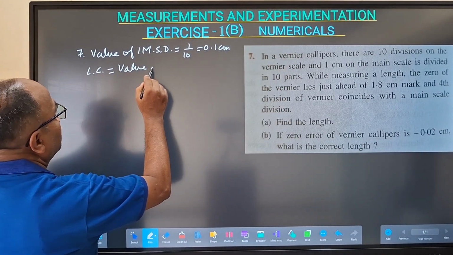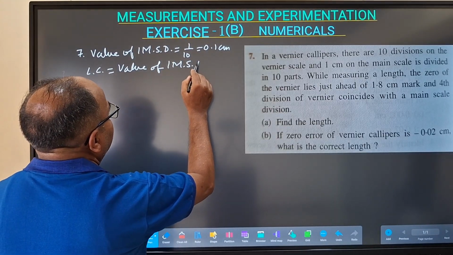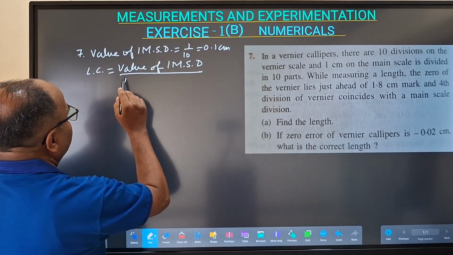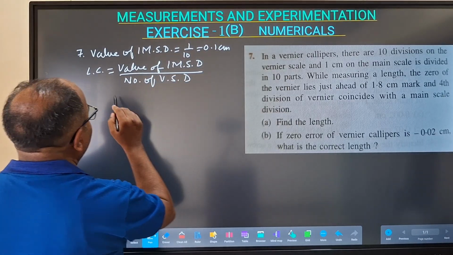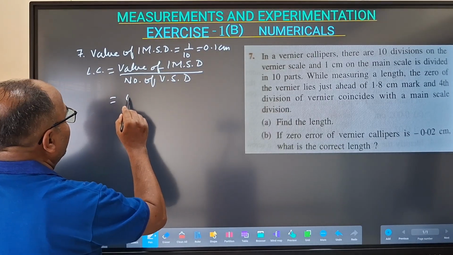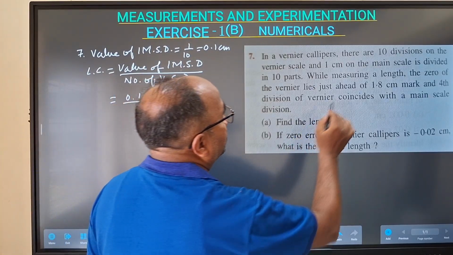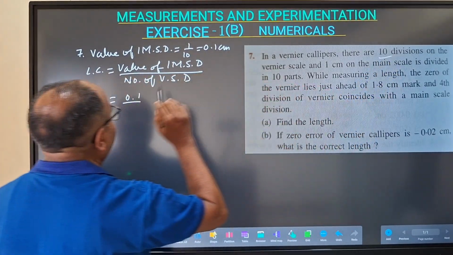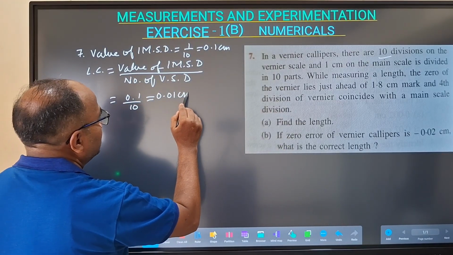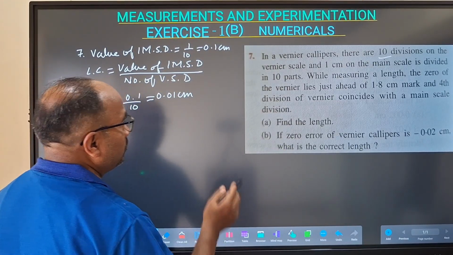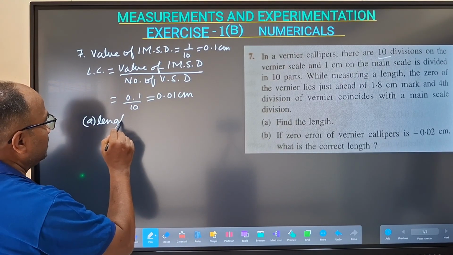Value of 1 MSD divided by number of vernier scale divisions. So this one we have got as 0.1, and the number of vernier scale divisions was mentioned here as 10. So by 10, I get 0.01 centimeter. Now we can go to find the A part, the length of it.